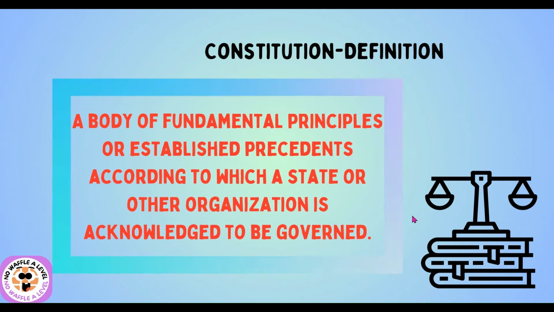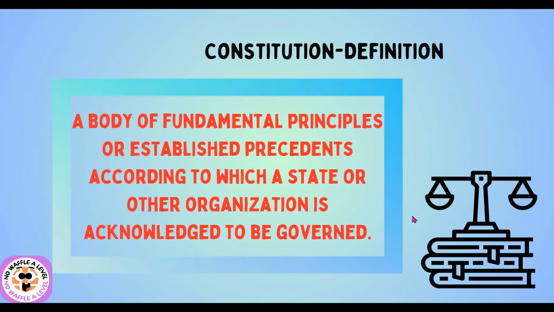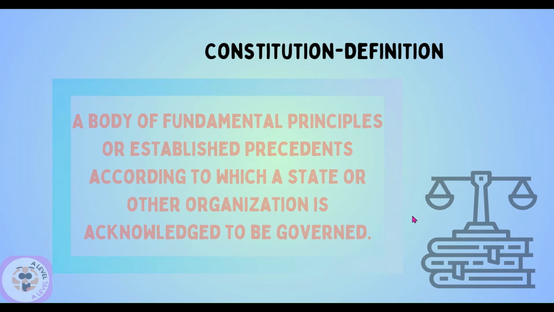A constitution. A constitution is a body of fundamental principles or established precedents according to which a state or other organisation is acknowledged to be governed. Put simply, it's a collection of ideas that a country or a nation agrees to be governed by, and this varies depending on what part of the world you're in geographically. For example, a Western liberal democracy, which is a democracy of most of Europe, the United States, Canada, Australia, etc., try to uphold very similar ideas, and this is agreed by the majority of the population as well.